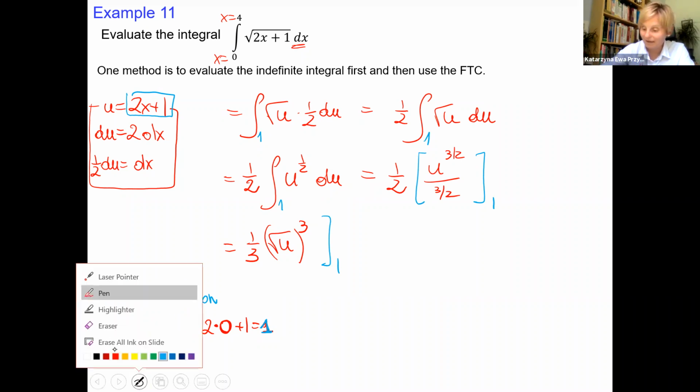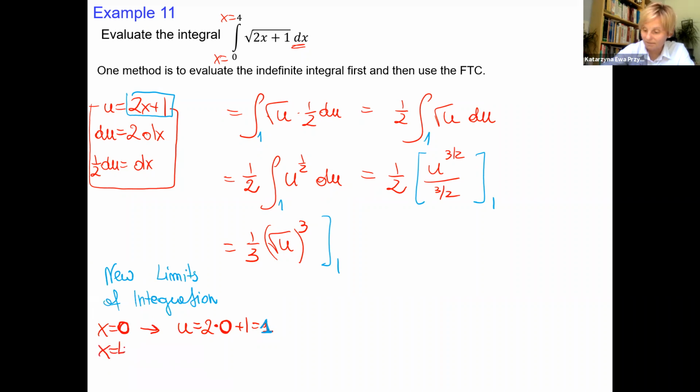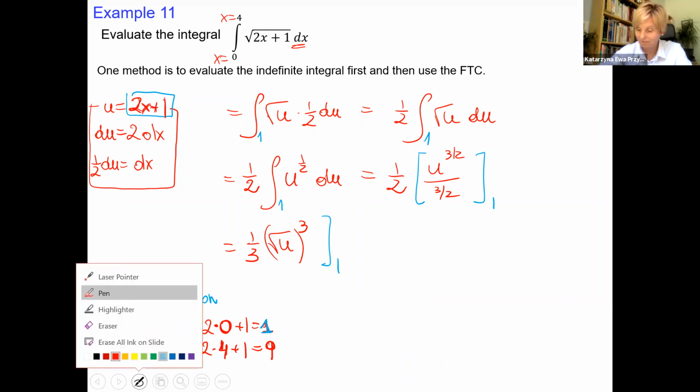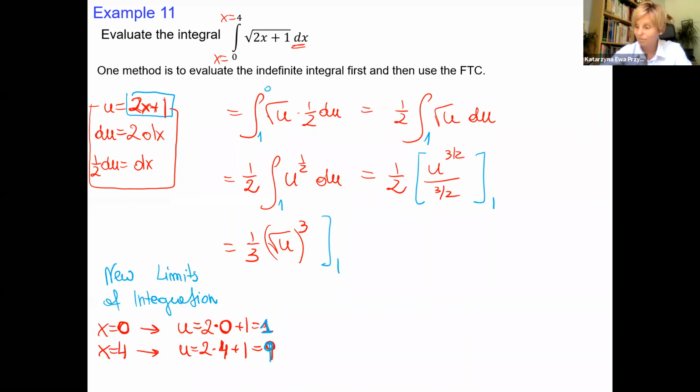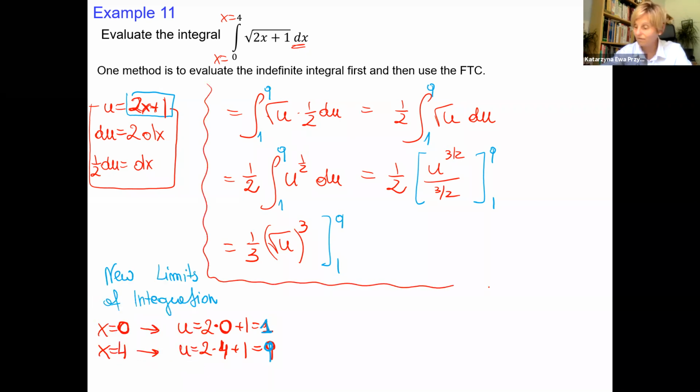Now let's find the other one. If x is 4, the upper limit, u will be 2 times 4 plus 1, because we are using the substitution formula. That is 8, 9. So the new upper limit is 9, from 1 to 9. That's the first method. And I would say always looking for the new limits of integration is a little bit easier.